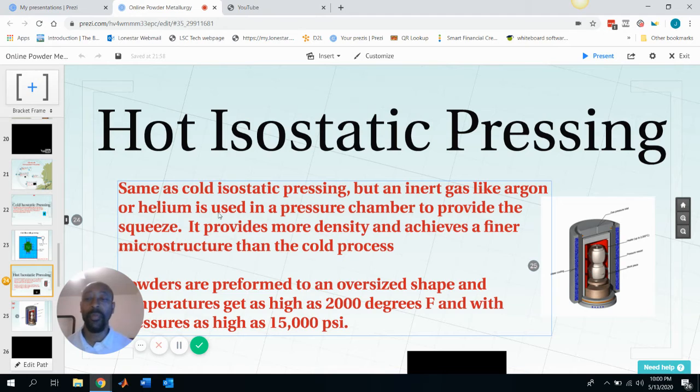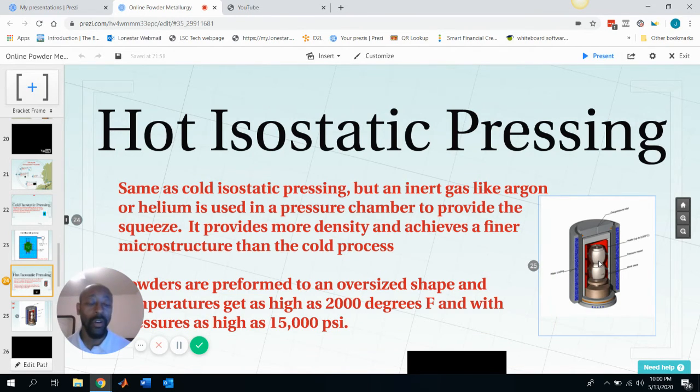You also have an example of hot isostatic pressing. This is a very similar process, but it's done with an inert gas like argon or helium. And it's also done at much higher pressures and much higher temperatures. Now, it being at much higher pressures and much higher temperatures allows a higher density that can achieve a finer microstructure than the cold process. So, as I told you before, these are worked at very high pressures and high temperatures, up to 15,000 psi and 2,000 degrees Fahrenheit, which is extremely hot.